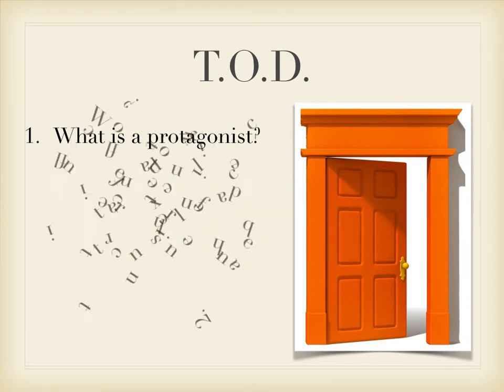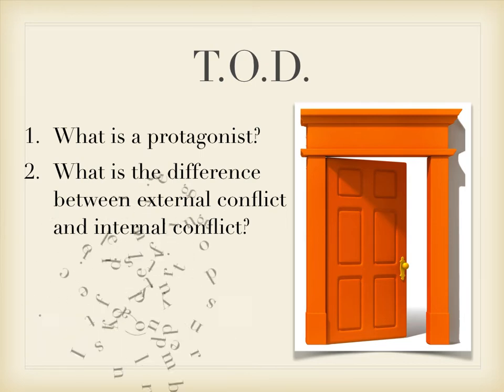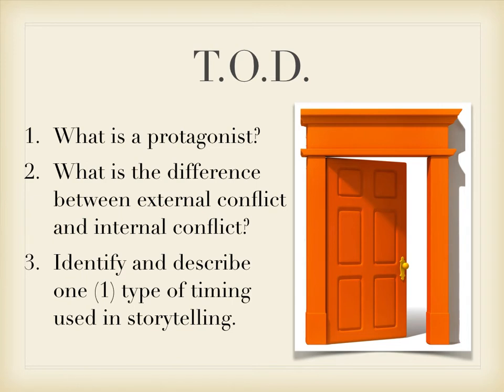Number 2, what is the difference between external conflict and internal conflict? Number 3, identify and describe one type of timing used in storytelling. I gave you 4, so identify and describe just one of those 4.